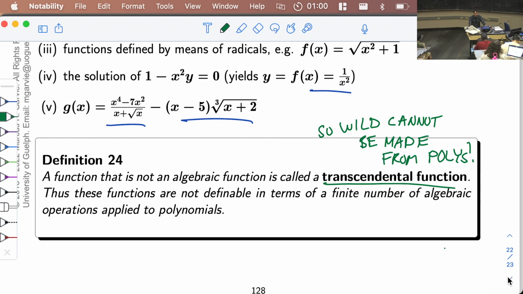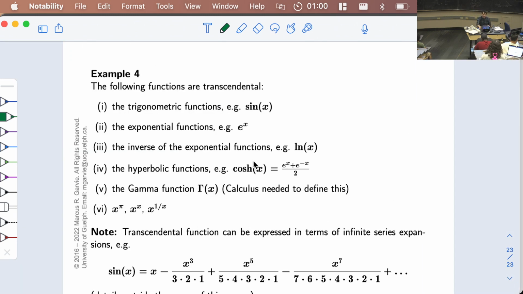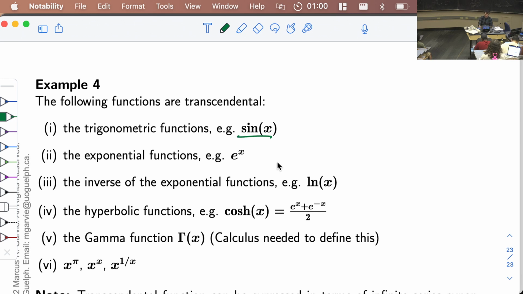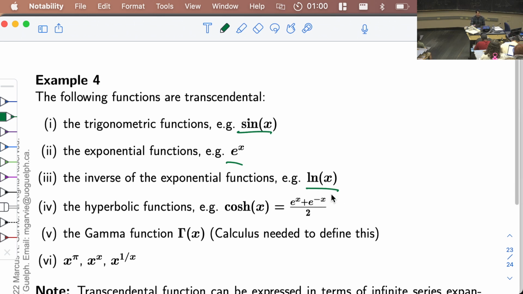But the answer is that some basic functions we use all the time, like sine of x or e to the x or the logarithm of x, are all transcendental functions. And that's why we need to know the difference between transcendental and algebraic, to know these functions are going to be harder, more difficult than polynomials.